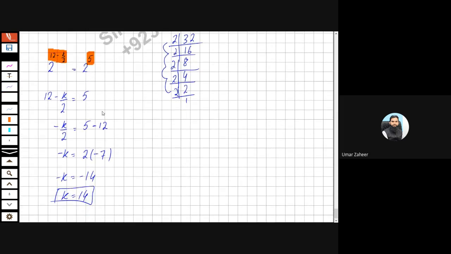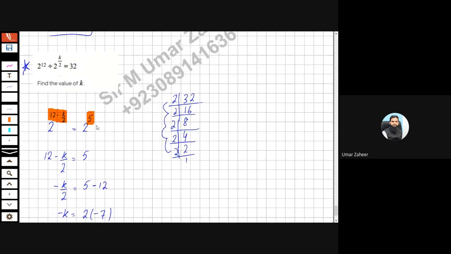All right. So for this one, we had to take the help of algebra. Obviously, we will learn it, but the main thing is you have to learn how we compare the indices here. Is it clear? Yes. All right, let's move to the next one.